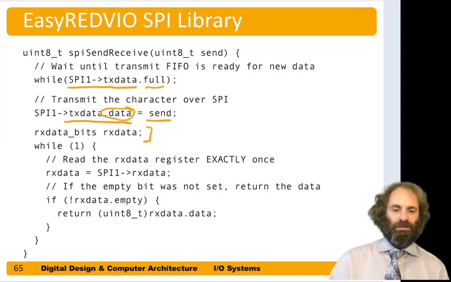Now, to receive data back, we're going to need to wait until the received data is not empty and then look at the data field. But the trick is, once there's data, we can only read it once, and the act of reading the data also clears it out. So we'll do a loop, and we will read the SPI Rx data field. We'll look at the empty field. If it's not empty, then we got something good, so we want to return the 8-bit data field. Otherwise, there was nothing in the Rx data, so we go back to the while loop and we keep reading the register until it's no longer empty.